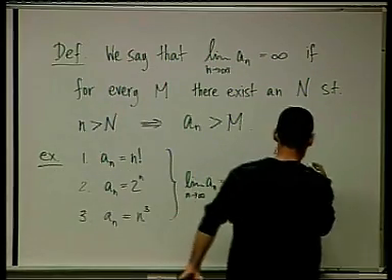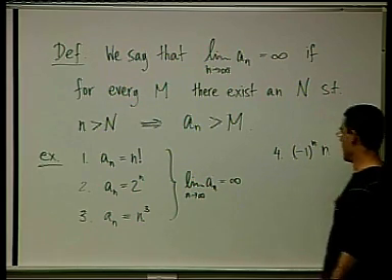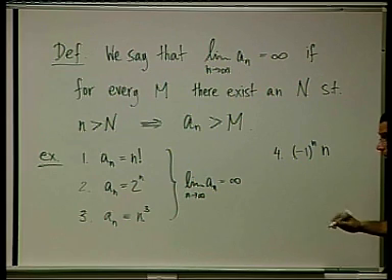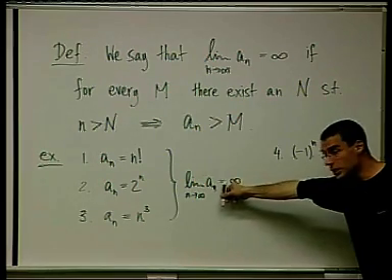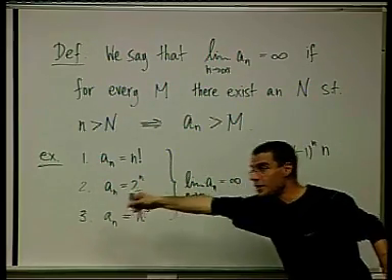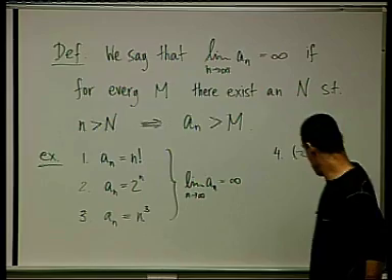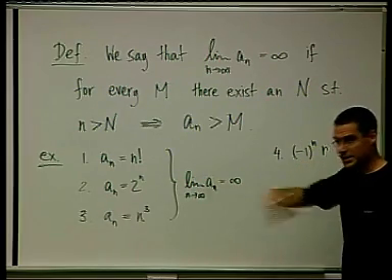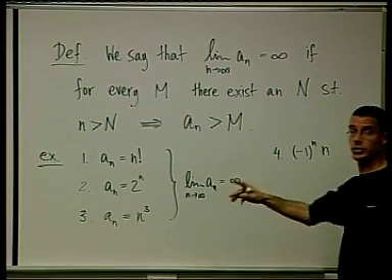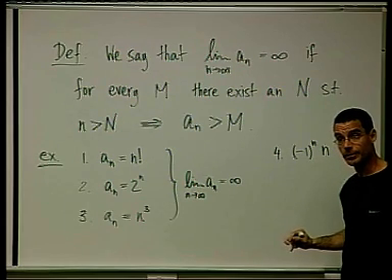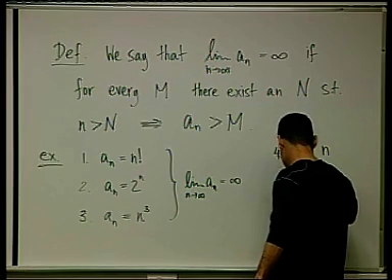So here's an example: negative 1 to the power n times n. This sequence is the sequence negative 1, 2, negative 3, 4, negative 5, 6, negative 7, 8. Do you see that? It's clearly not bounded. The elements get as big as you want and as small as you want, but it doesn't diverge to infinity or to negative infinity. Do you agree? Everybody?